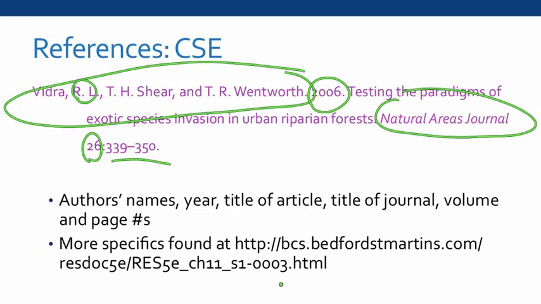So sometimes if you're submitting to a journal, you might abbreviate the title. So this would be probably Nat Area Journal. Sometimes you spell it all out. Sometimes you italicize it, sometimes you don't. Again, this is very journal specific.